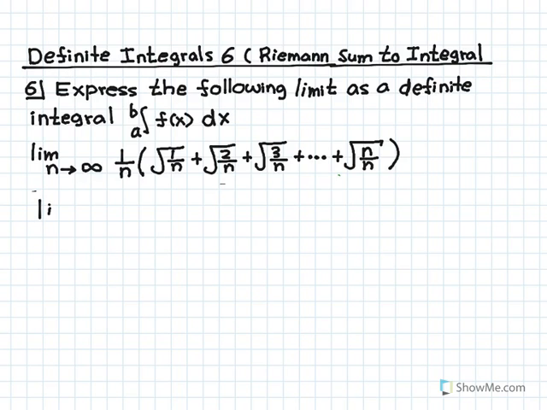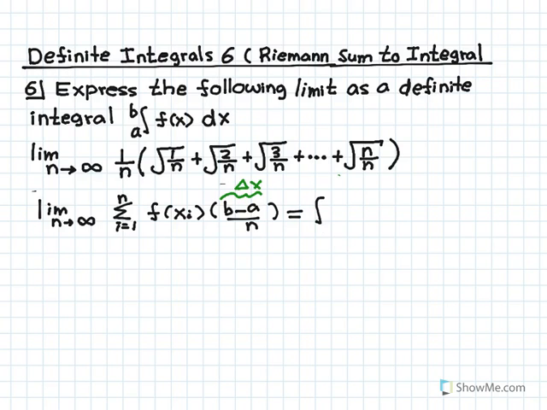That's the limit as n goes to infinity, summation i goes from 1 to n, f of xi times (b minus a) over n. This part, (b minus a) over n, is delta x. And this is equal to the definite integral from a to b of f of x dx.